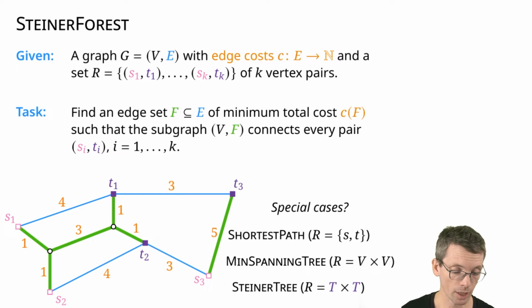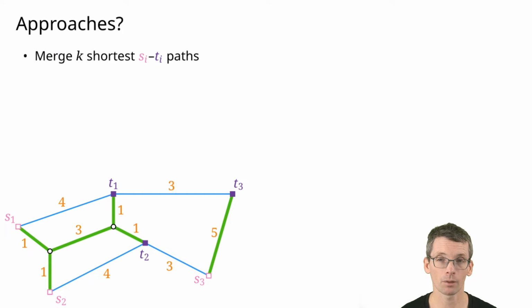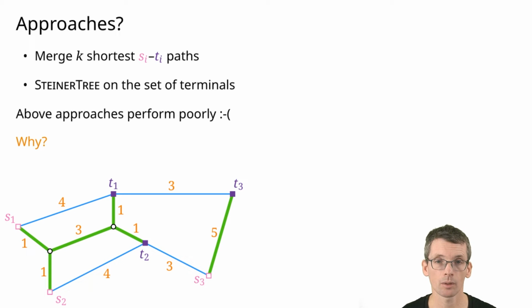So these are all special cases of the minimum Steiner forest problem. Given those special cases, one might think about whether any of those is useful to get an algorithm for the minimum Steiner forest problem. So let's have a look at that. For instance, we could imagine computing K shortest paths. For every pair Si, Ti, we compute the shortest path, and then I simply take the union of all of those graphs. We could also imagine simply taking the Steiner tree and hope that it's not much larger than the Steiner forest. But both of those approaches perform poorly, and you might want to think about this for yourself. First, an example of why that is the case.